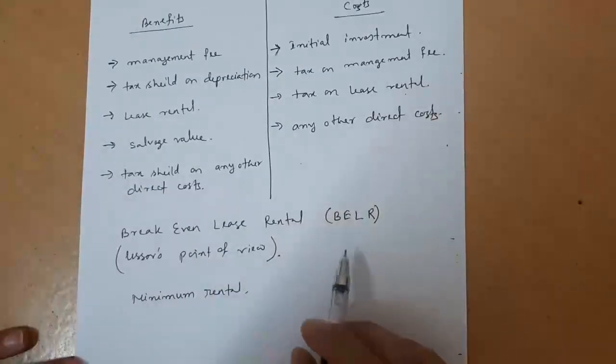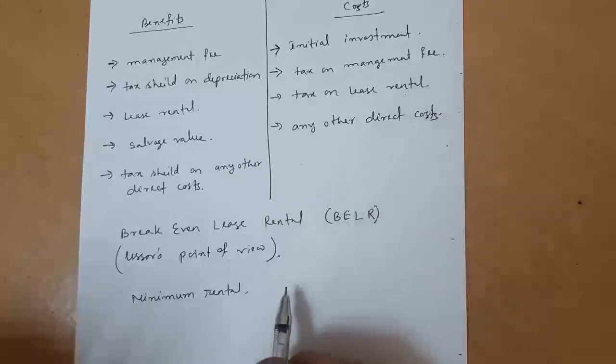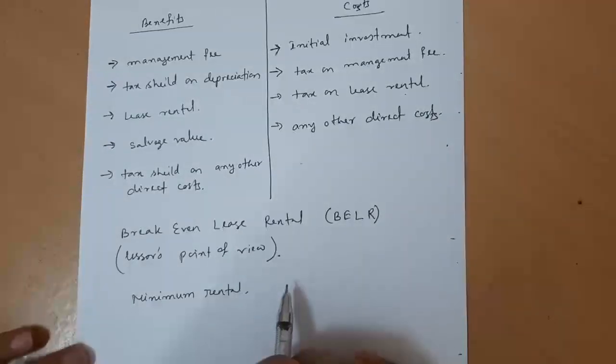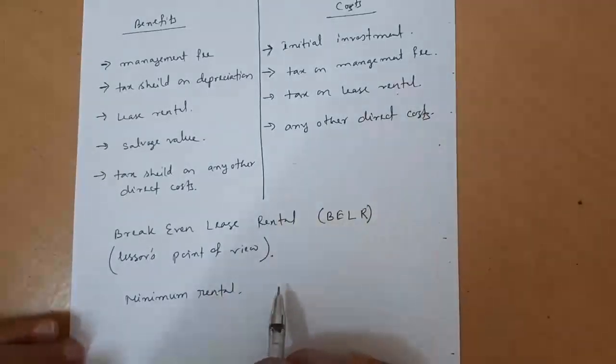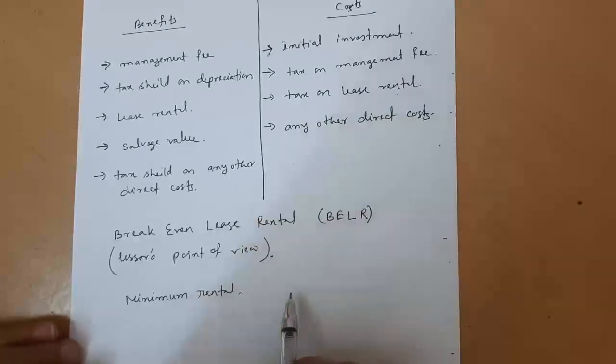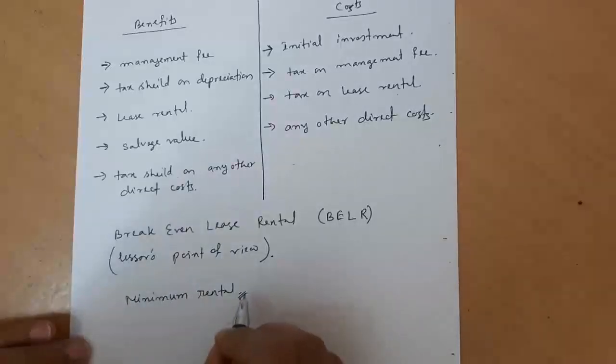So the break-even lease rental is what? It is the minimum rental which the lessor must have to give the asset on lease. So below that BELR, if he is getting an amount less than the BELR, then he is not going to give the asset on lease because that will be a loss for him. And if he gets more than the break-even lease rental, then he should be giving the asset on lease. But remember, this is from the lessor's point of view. It is the minimum rental which he must get to give the asset on lease.